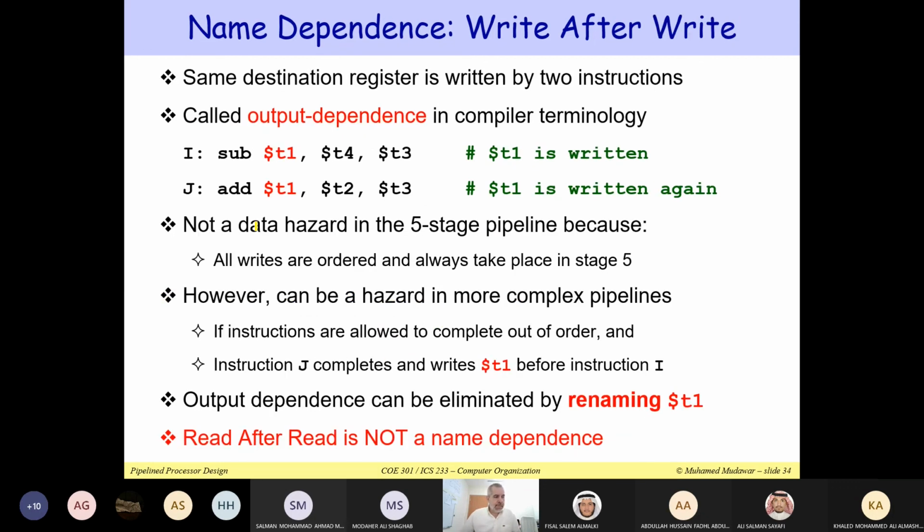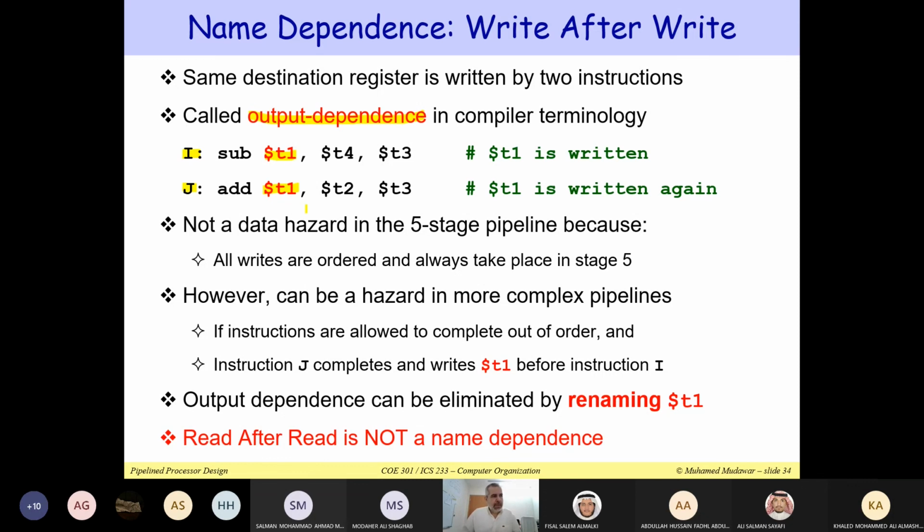There is also another type of dependence, which is called output dependence. Output dependence means that when you have 2 instructions, I and J, that would like to write to the same register, for example, T1 in this example. So I is writing to T1 and J is writing to T1. So both I and J are writing the same register. That's called an output dependence.